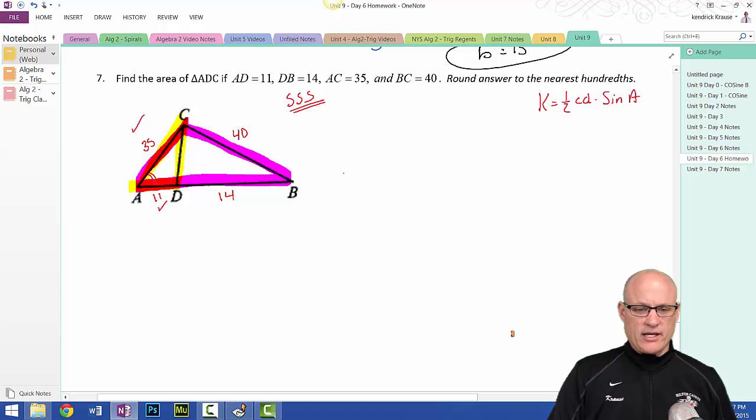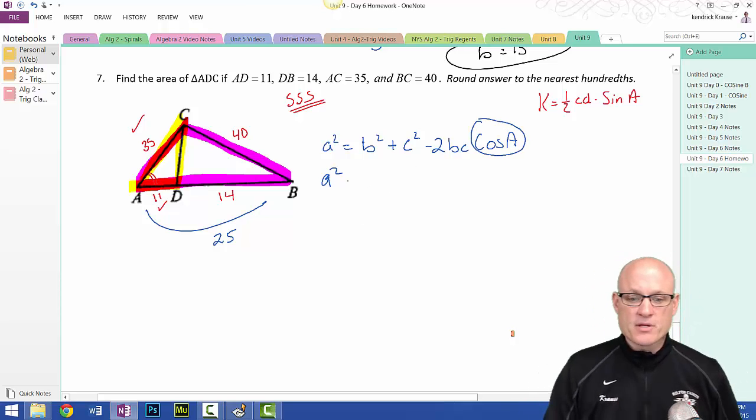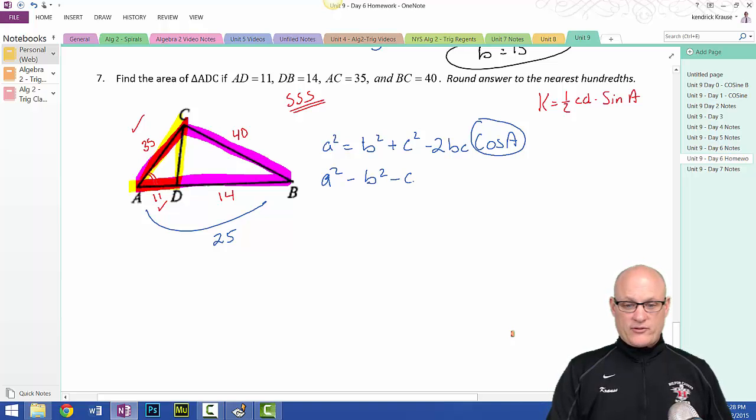I'm looking for angle A, so 40's got to go first. Oh, well, let's just write it up. A squared equals B squared plus C squared. Now be careful, C squared is this whole thing again, it's 25. But we will put that in later. C squared minus 2BC cosine A. And so I get A, no, we're only going to solve for the angle because this is what we need to look for. This is what we're looking for, is cosine of A. So we have to solve for that. So A squared minus B squared minus C squared all over negative 2BC is equal to cosine A.